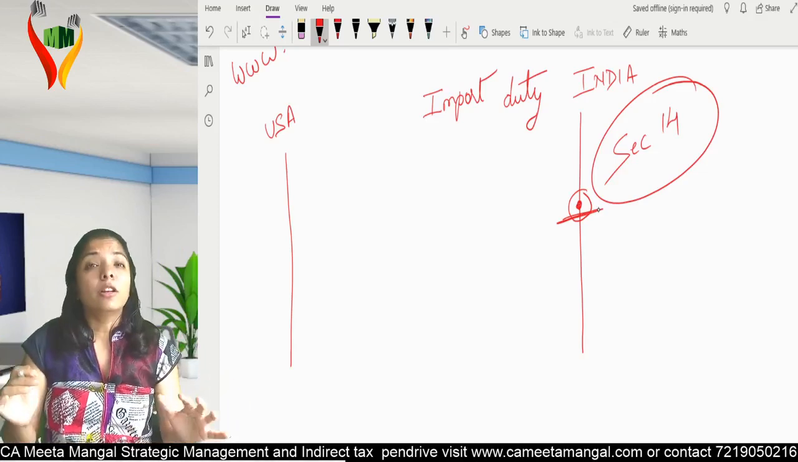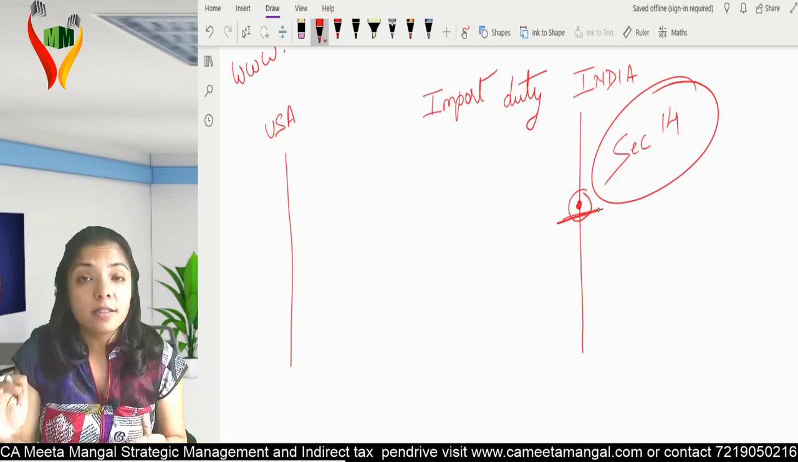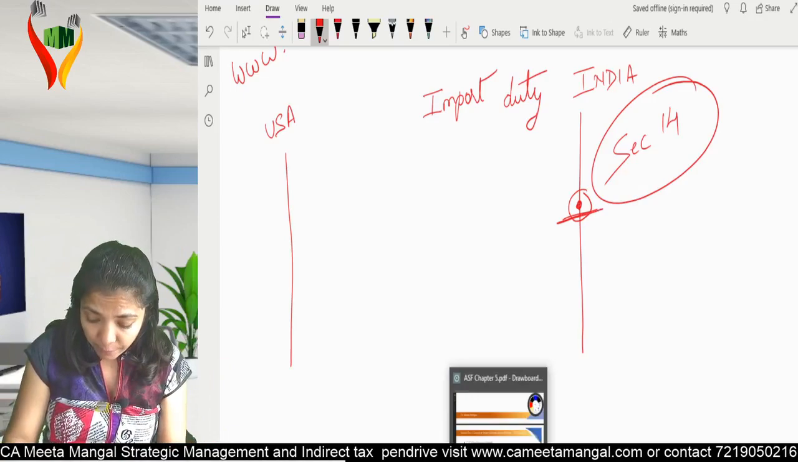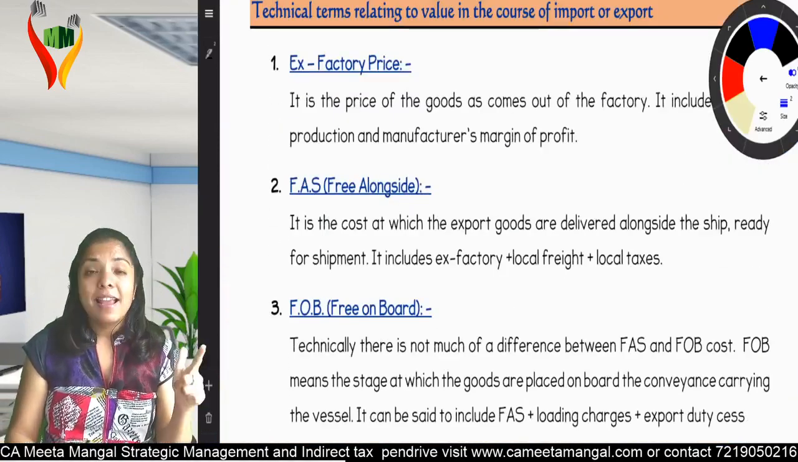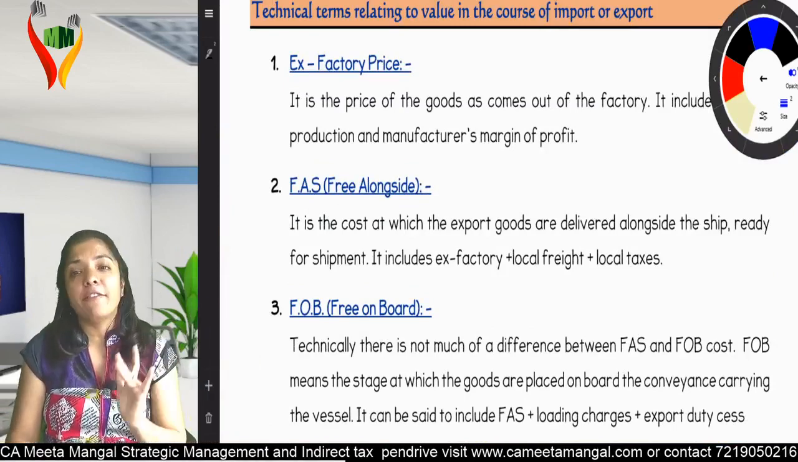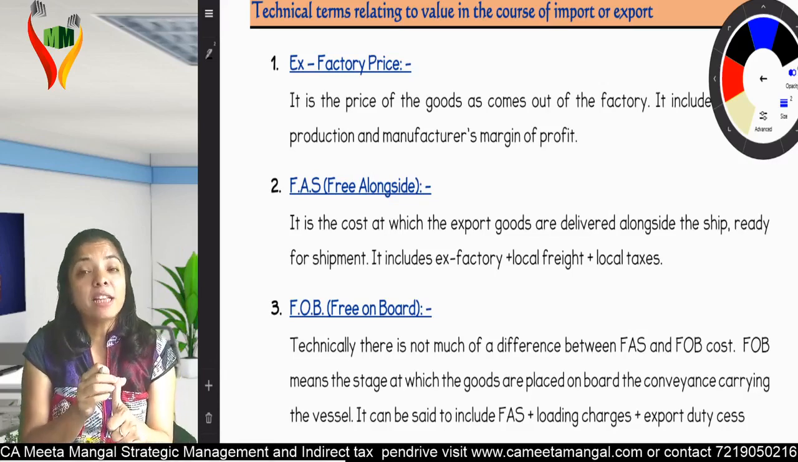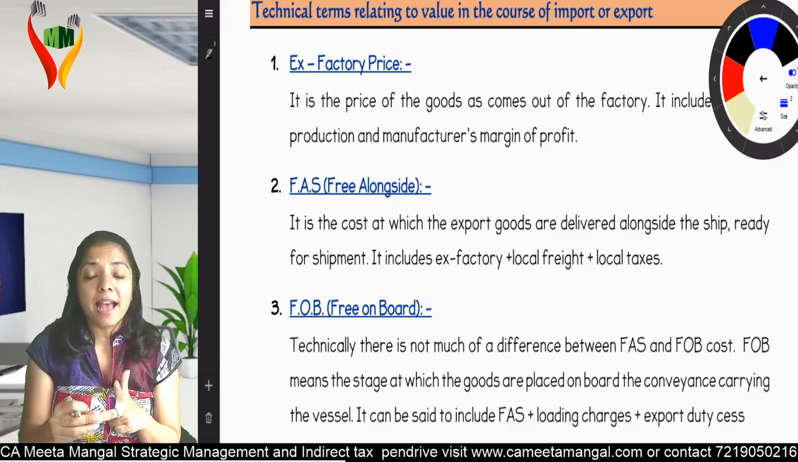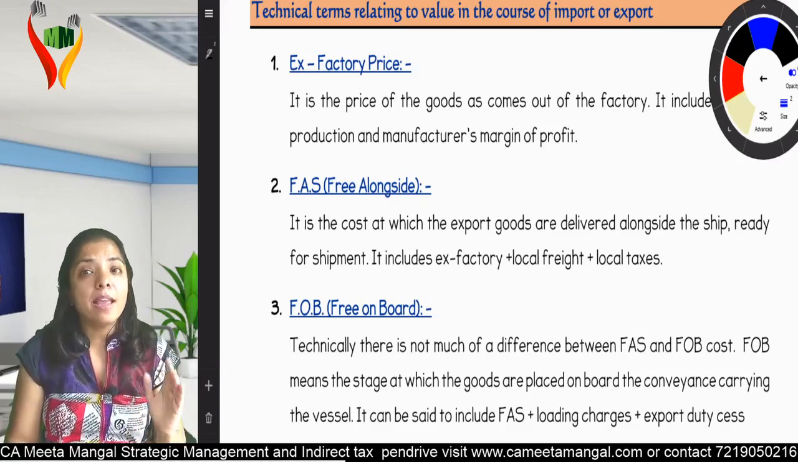Am I clear? So now let's understand how to evaluate this duty or this value. There are four terms: ex-factory price, FAS price, FOB price and CIF value. So let's understand one by one.